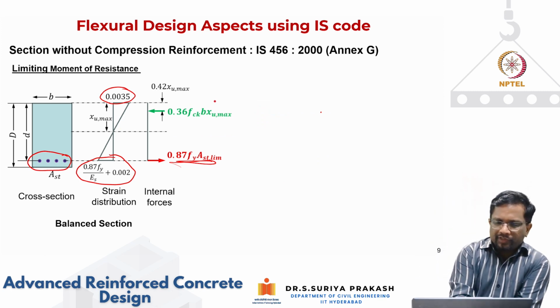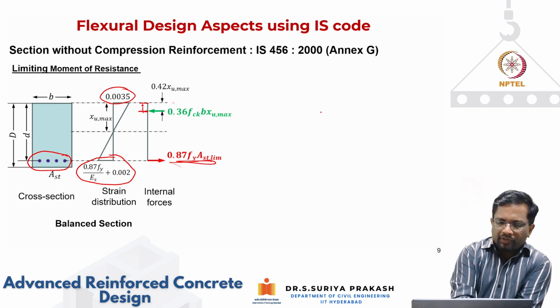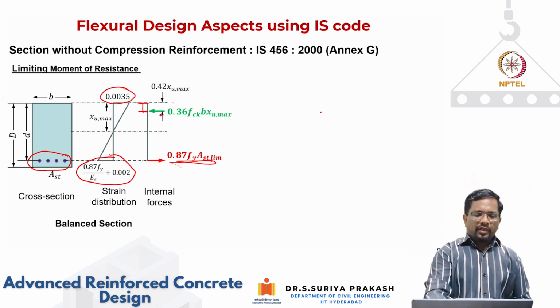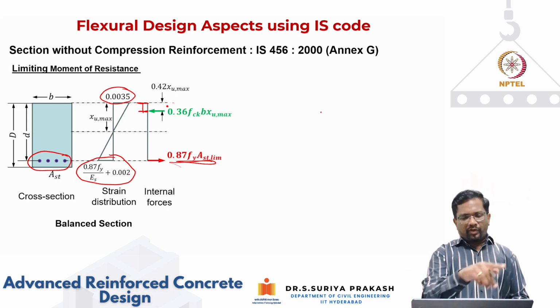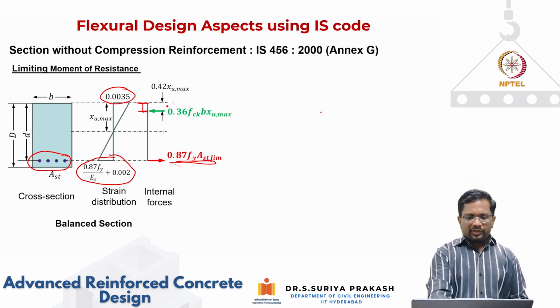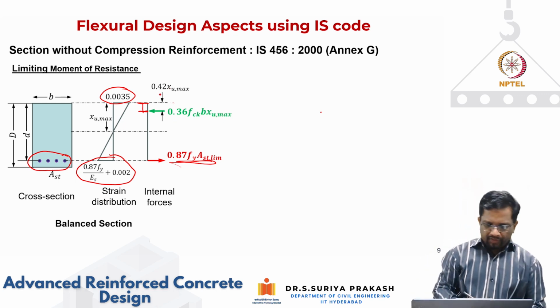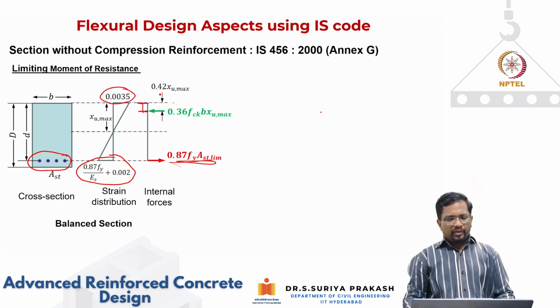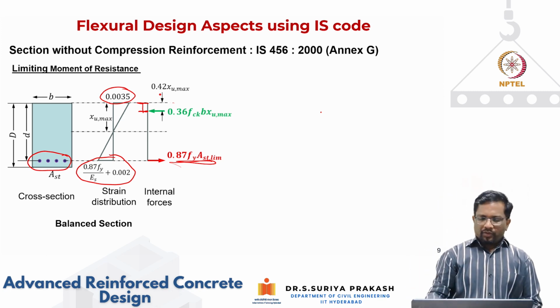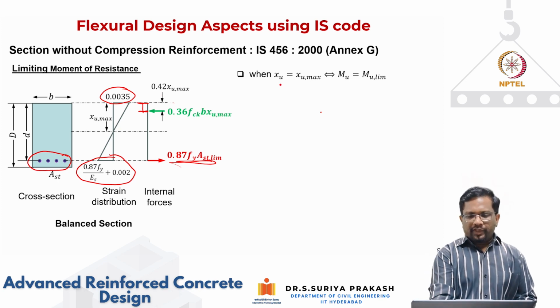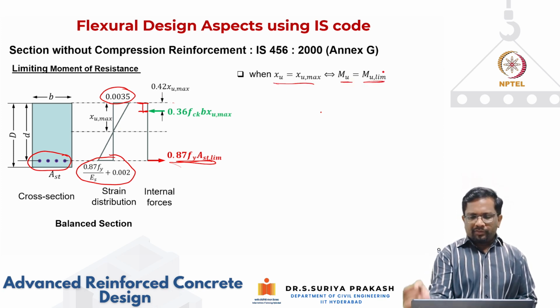Again, the location of this Cc also is given. The code has already done the calculation and is giving you the location of Cc for the assumed design stress strain curve. By integration we can find that it is going to be 0.42 Xu max. So now all these things are known. Now our goal is to find the maximum moment of resistance that we can get, also called the limiting moment of resistance. So when Xu becomes Xu max, the maximum moment of resistance becomes Mu limit.